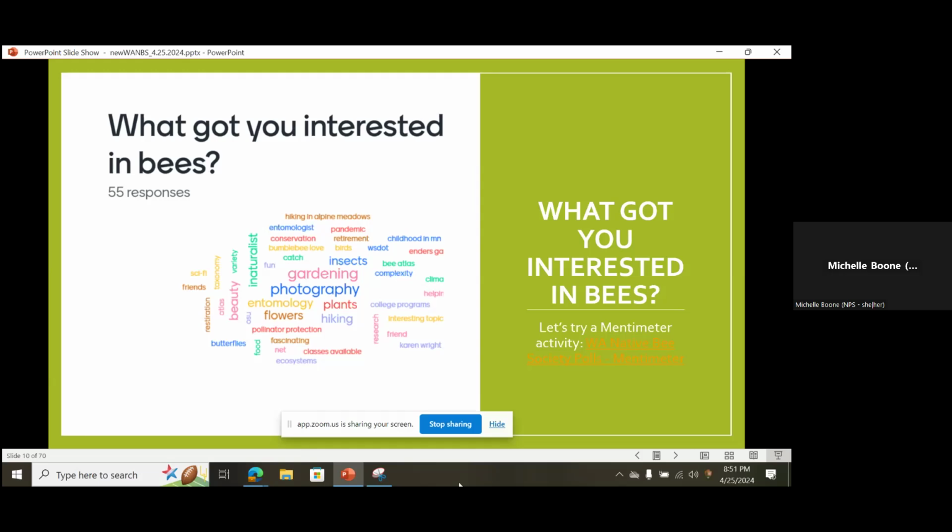So photography is a big one, gardening, entomology, lots of plant related stuff. I see Karen right on there. That's funny. We've got hiking. So lots of folks. I'm getting the sense we have a lot of gardeners, a lot of nature folks, excuse me, some connections between birds. So that's great. That's awesome.